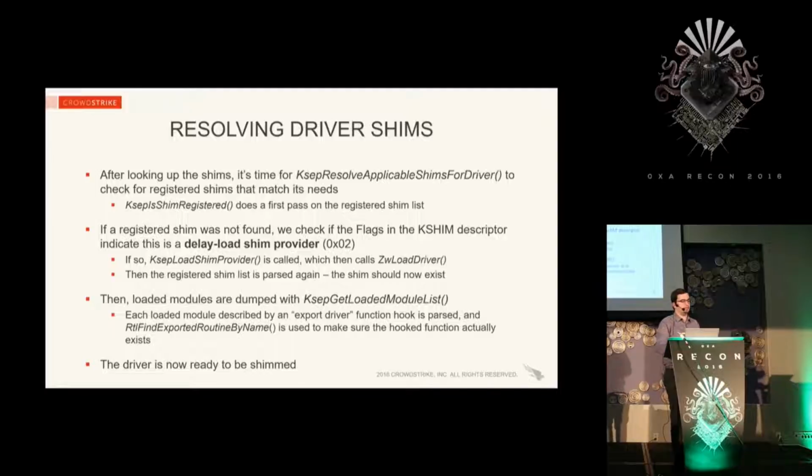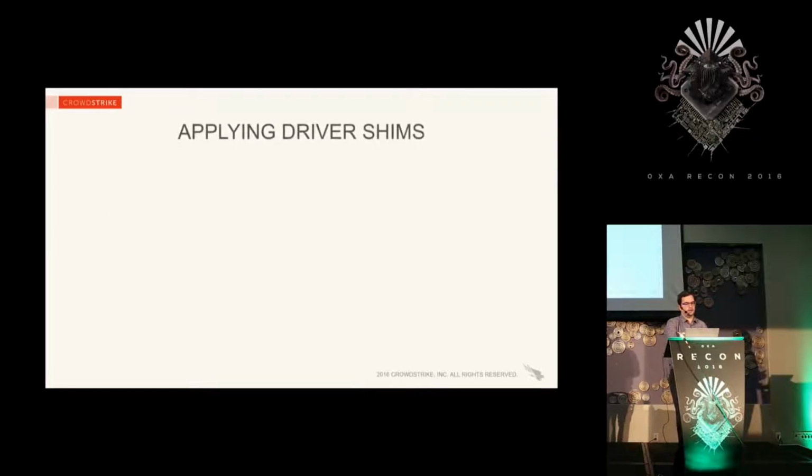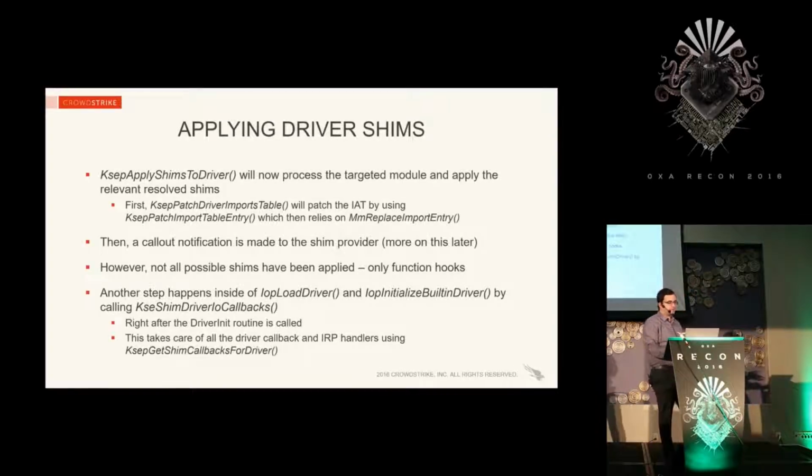If not, your driver is now ready to be shimmed. In other words, we have found a shim that's valid. We have found all the things this shim wants to shim, and all the exports exist. So we're ready to proceed to the next stage, which is going to be applying the driver shims. So that happens with a separate function, ksep apply shims to driver. And this is going to go in ksep patch driver imports table, which calls ksep patch import table entry, which then calls replace import entry. So the memory manager has a whole bunch of functionality now to basically safely and correctly patch IAT entries, take care of the section objects, and all that. At that point, your shim provider gets a call-out notification, which we're going to talk about later, which basically tells you, okay, you are now shimming this thing.